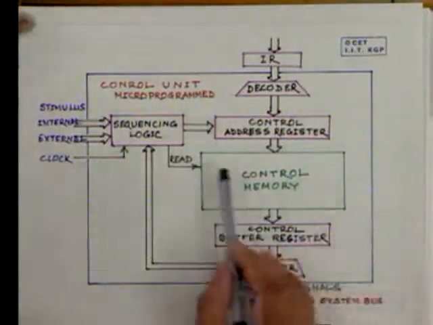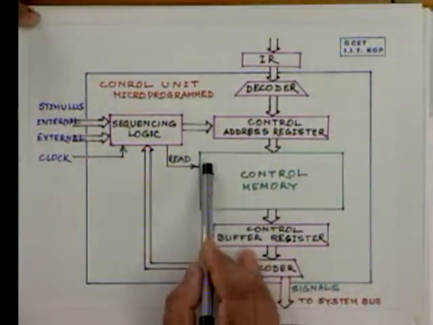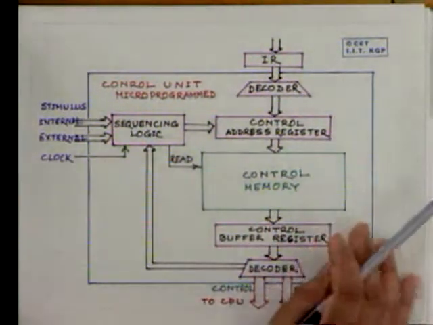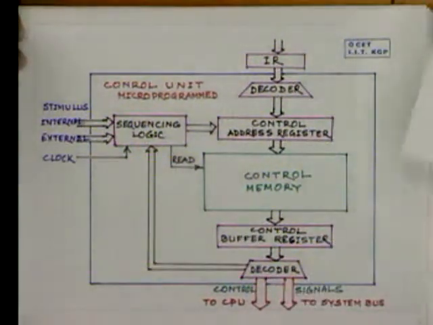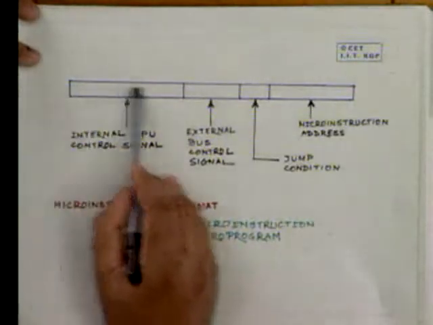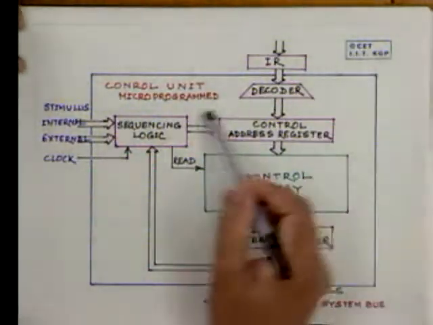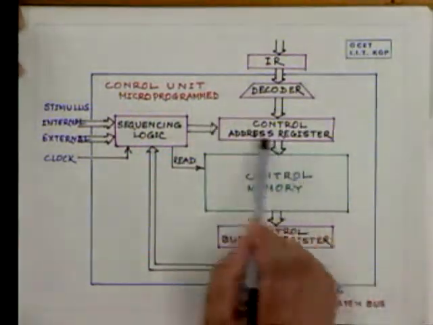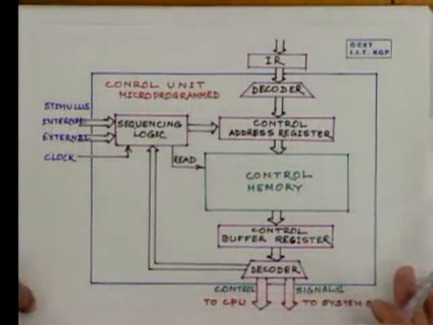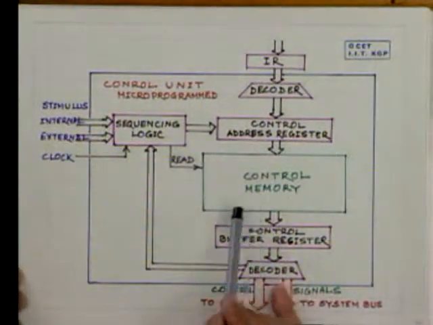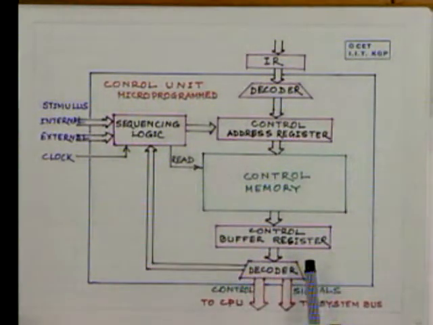Okay, this is the control memory. The width of the control memory will depend upon how many bits are needed here. Generally it varies from around 30-40 to more than 100, say 120 or so, depending upon the hardware, depending upon the machine, right?